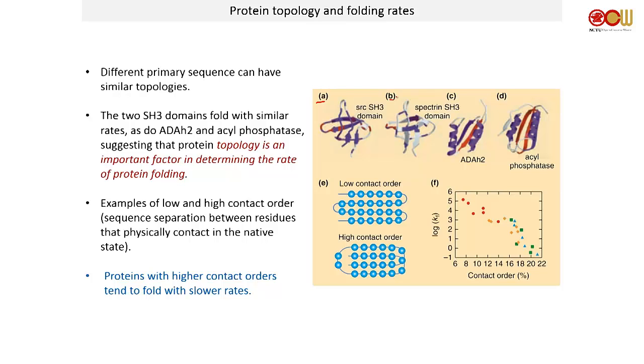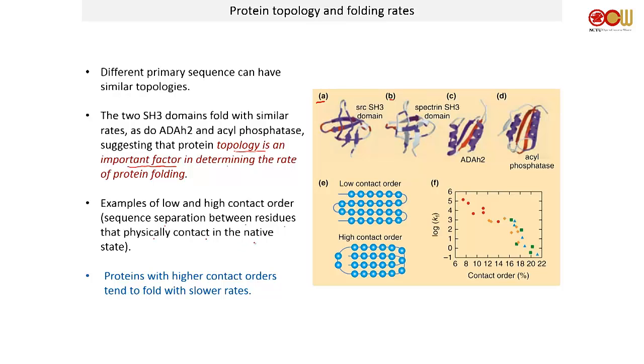And here, what I want to introduce to you guys is that topology is an important factor in determining the rate of protein folding. So the formation of alpha helix and beta sheet, that's pretty fast, no problem. Now, the difficulty comes in when you assemble the different secondary structures into their tertiary structures. For example, I'm going to give you this idea of contact order. Contact order is like sequence separation between residues that physically contact in the native state.